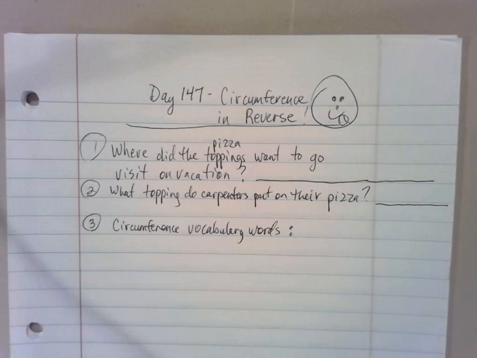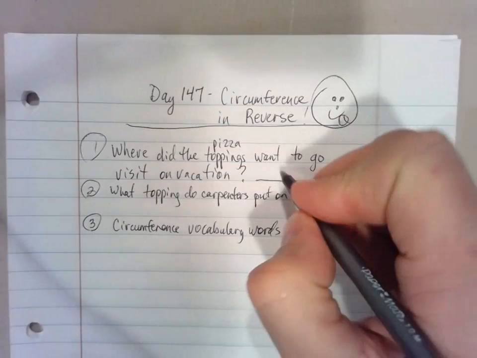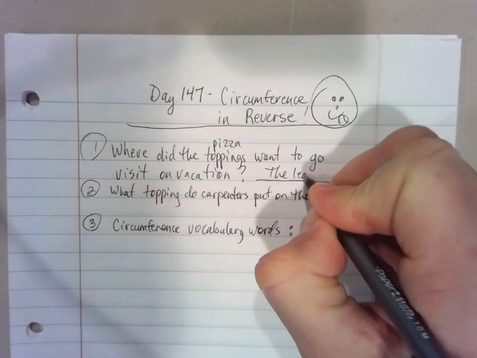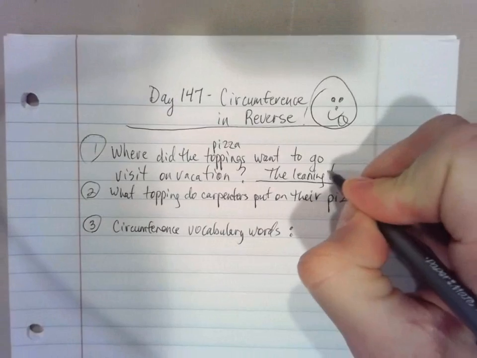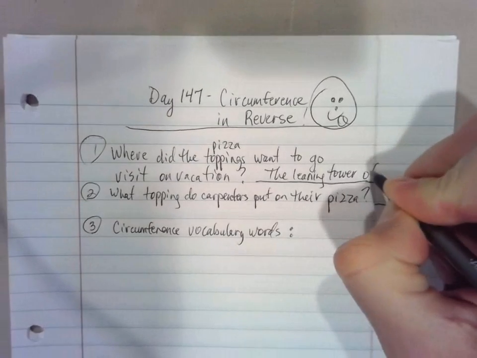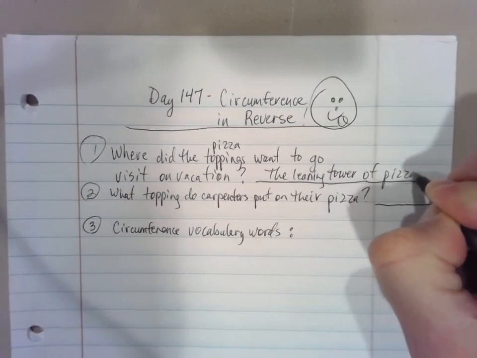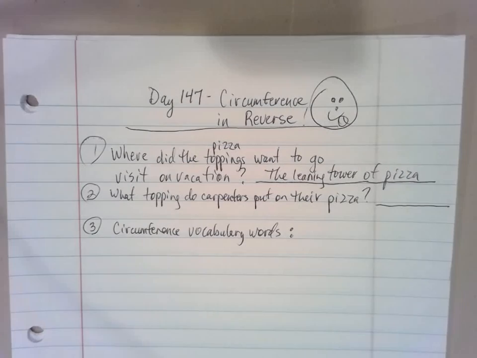Today we're going to talk about circumference in reverse, people. So I got a couple of jokes to get you started like always. The first question is, where did the pizza toppings want to go visit on vacation? The Leaning Tower of Pisa. Don't know if they'd want to go there now. A lot of people sick in Italy.